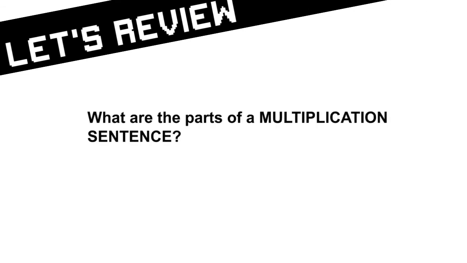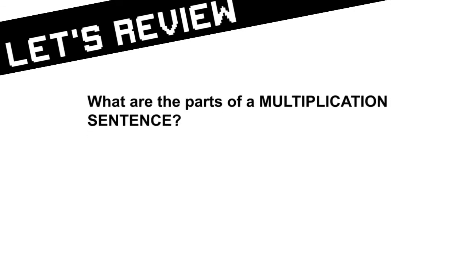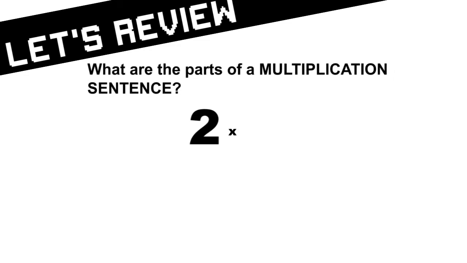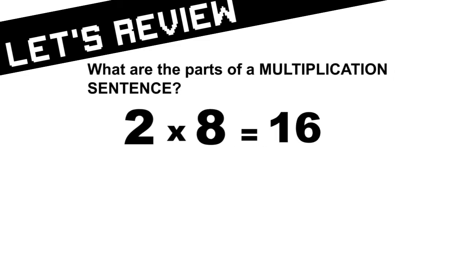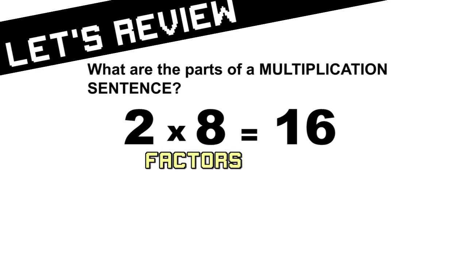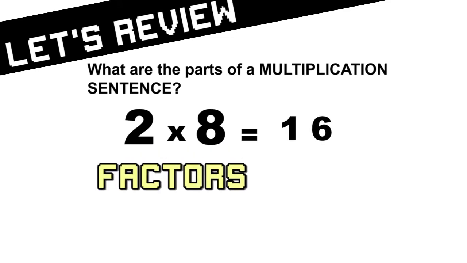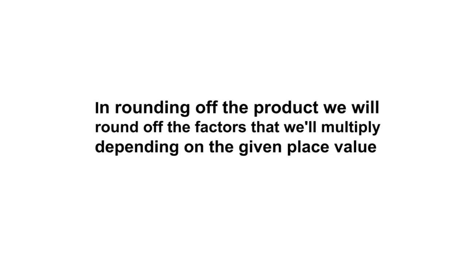What are the parts of a multiplication sentence? For example, 2 times 8 equals 16. 2 and 8 are the factors, and the answer 16 is our product. In rounding off the product, we will round off the factors that will multiply depending on the given place value.